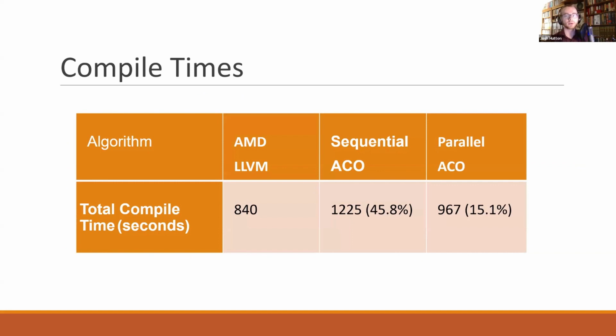It took 840 seconds to compile these benchmarks with stock LLVM and AMD's scheduler. Compiling with our sequential ACO on CPU took 46% longer than compiling with AMD's scheduler, while parallel ACO on the GPU was only 15% longer.